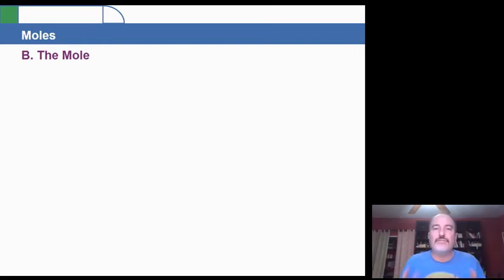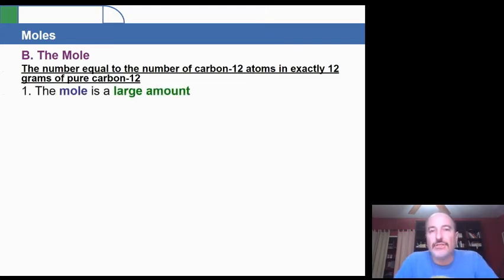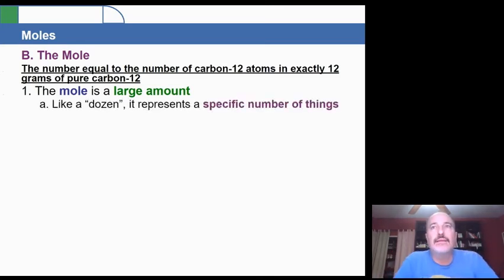You need to have a large enough amount that you can actually deal with them in the real world. And that's where the mole comes into it. Now, the mole is defined as the number equal to the number of carbon 12 atoms in exactly 12 grams of pure carbon 12. We'll get to what that really means. But basically, the mole is a really large number, large enough so that you have enough atoms that you can actually deal with them in the real world, okay?